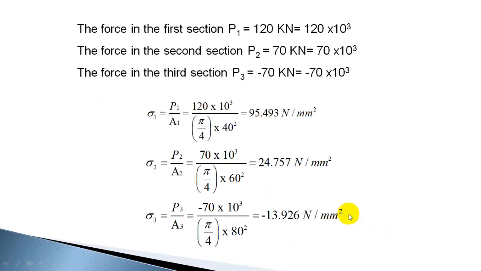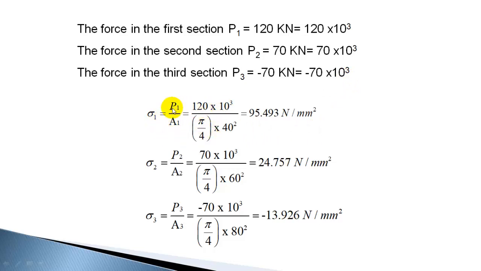Now, so I have written those values. So you have 120 kilonewton, which means 120 into 10 raised to 3 Newton. I have not written the unit here; I have converted into Newton. So 70 into 10 raised to 3 Newton, minus 70 into 10 raised to 3 Newton. Now you can find out the stress in each section.